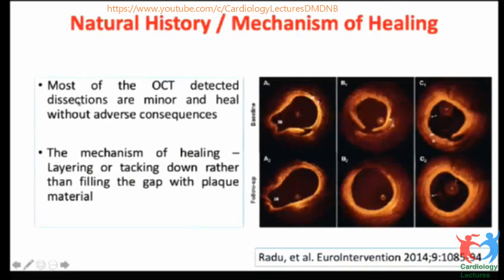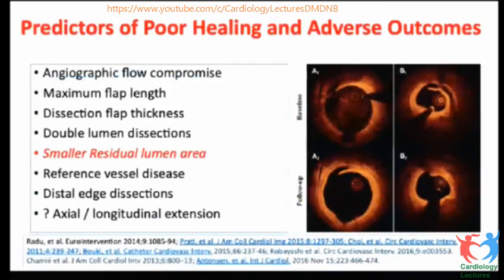Most of these OCT-detected dissections are minor. They heal during follow-up without any adverse events. So most of the dissections, you don't have to address them. The mechanism of healing is layering or tacking down, rather than filling the cavity with plaque material. Just this is a layering of thrombus material, then formation of endothelium. That is how all your dissections heal. And which dissections predict poor healing or adverse outcomes?